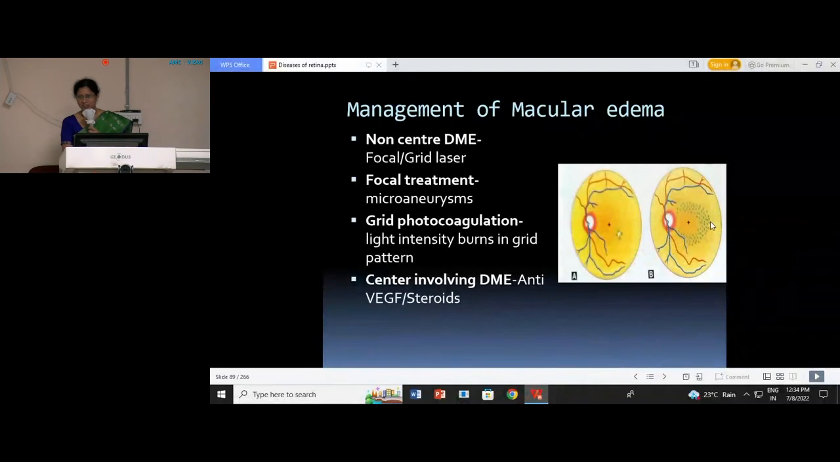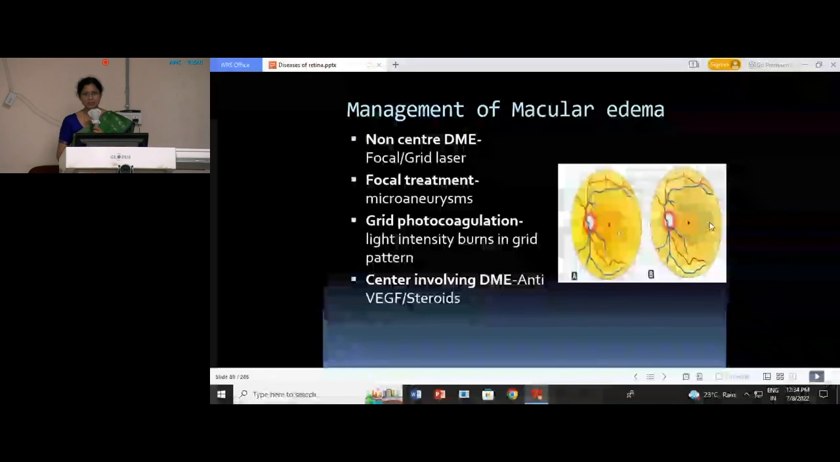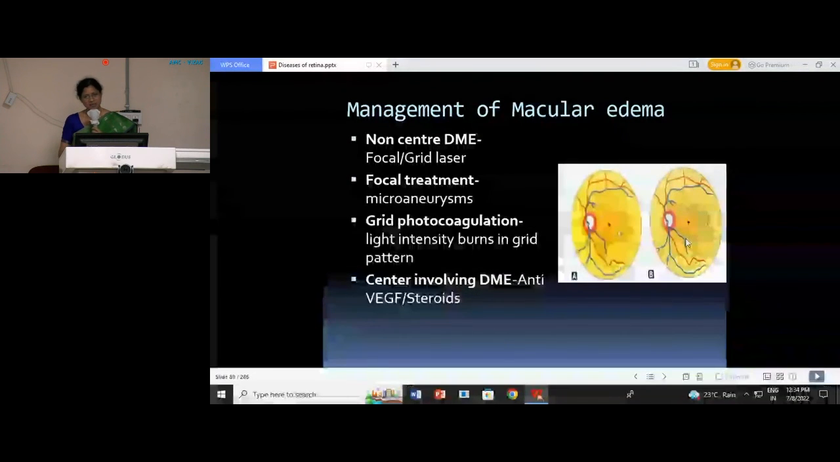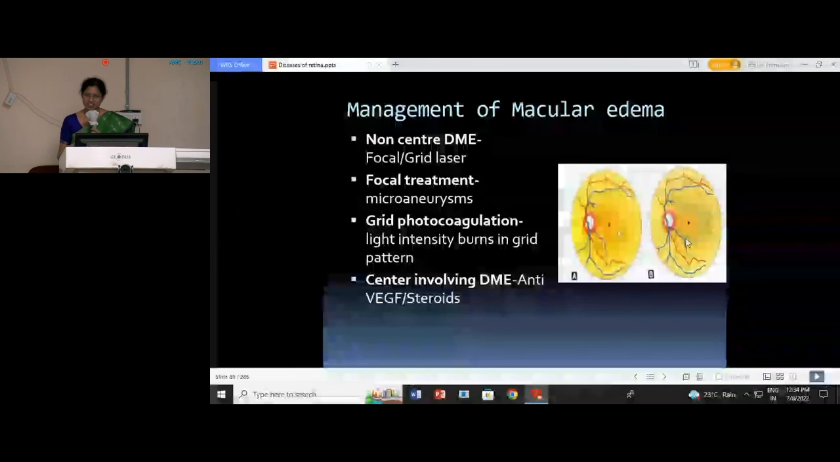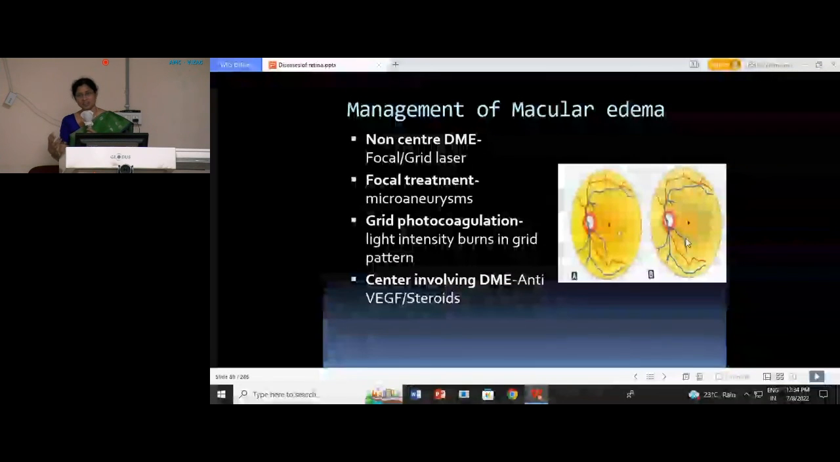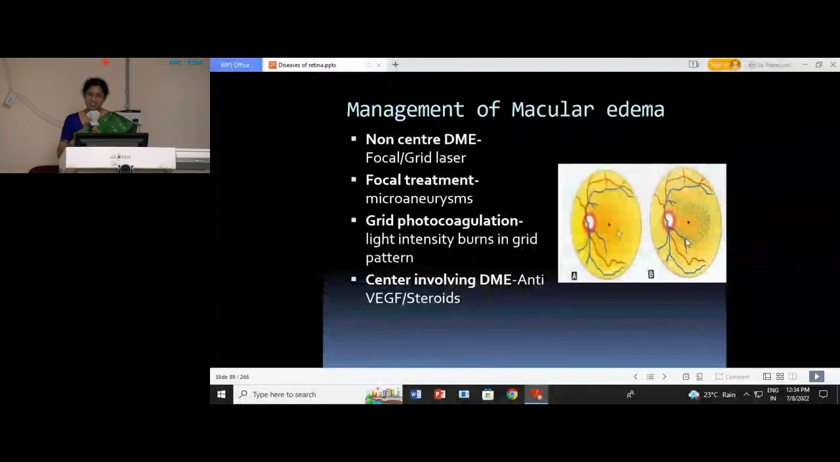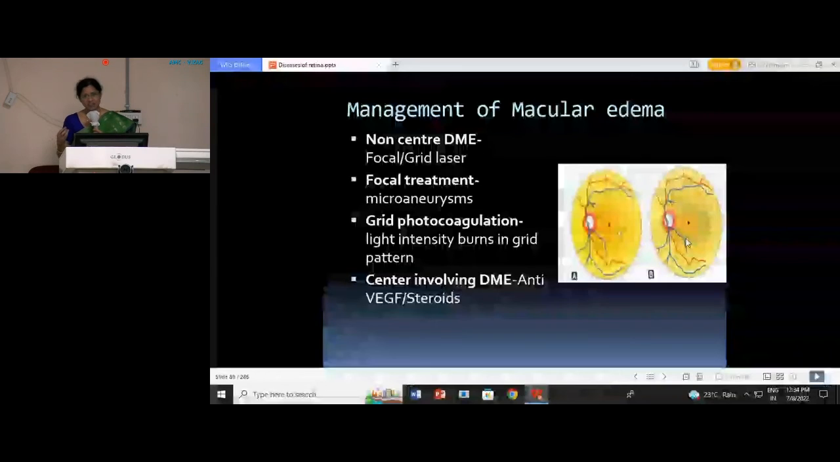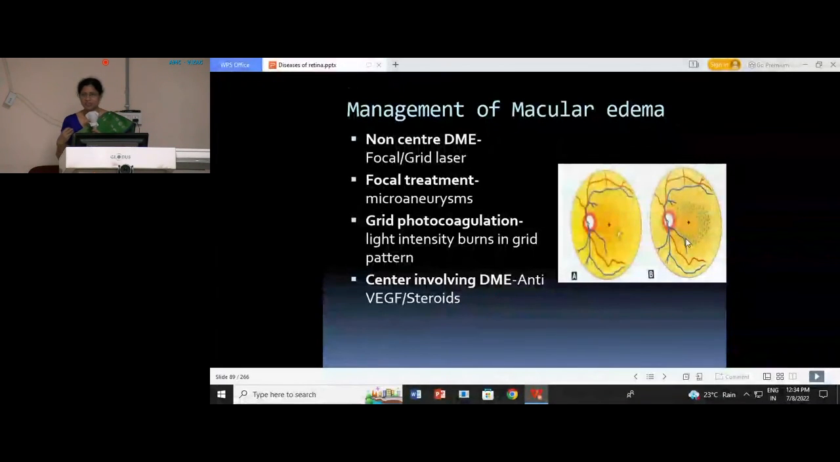If it is a center involving macular edema, definitely anti-VEGFs. Even for macular edema, retinal hypoxia is one of the causes. Retinal ischemia is also a cause for leak. That is why we give anti-VEGF drugs. Whenever there is retinal hypoxia, there is release of vascular endothelial growth factor, so we give the anti-VEGF drugs. If there is no response with the anti-VEGF drugs, we need to give intravitreal steroids.